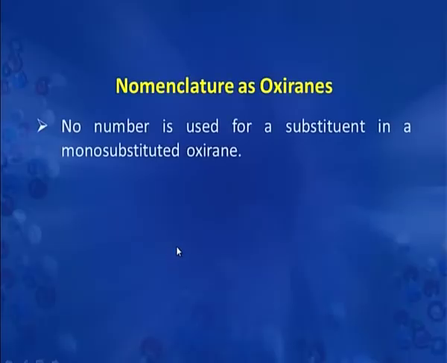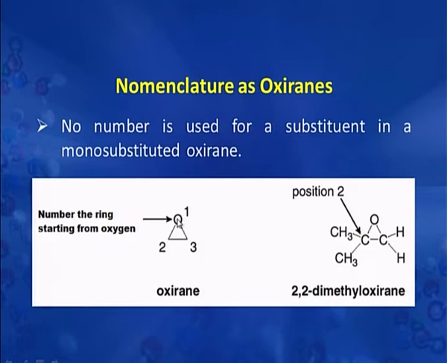Oxirane is actually the name of the three-membered ring, with oxygen as one of the members of the ring. Position 1 is given to oxygen always, and 2 and 3 are the positions of the next two carbons. Now, in this particular case you can see that this carbon is attached to a methyl group, two methyl groups are attached over here. So, the name given to this molecule will be 2,2-dimethyloxirane.